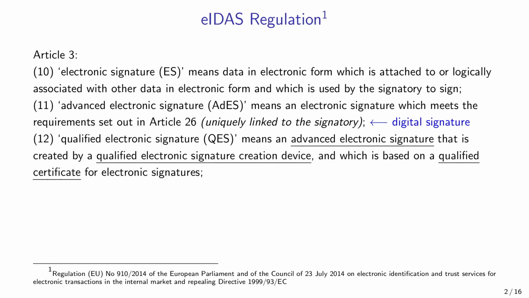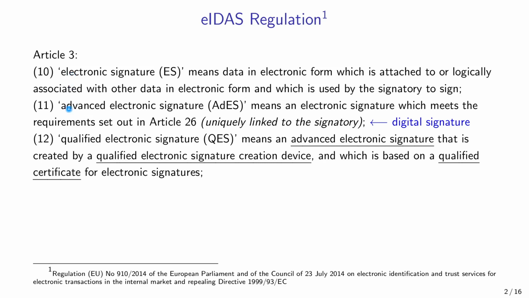eIDAS goes even further and it defines the highest level of electronic signature, which is called a qualified electronic signature. Now, the qualified electronic signature means an advanced electronic signature that is created by a qualified electronic signature creation device and which is based on a qualified certificate for electronic signatures. The qualified electronic signature creation device here means a hardware security module. Smart cards are used in practice. And this qualified certificate means that the signatory's public key has been certified by a trusted certificate authority. So, if these three criteria are met, only then it can be considered a qualified electronic signature. Okay?